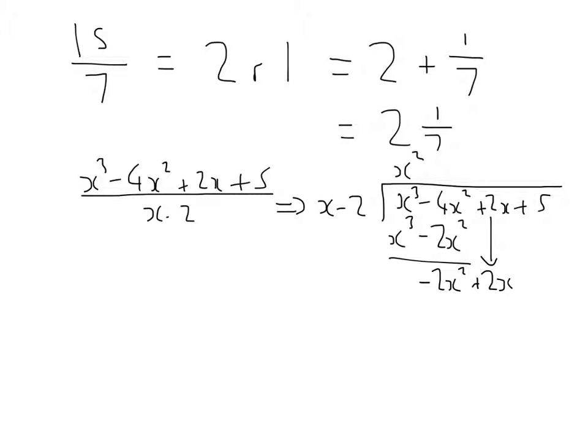Everything we've just done we're now going to do again, but we're going to be dividing x minus 2 into this thing down here. So let's first of all put x into minus 2x squared. And it's going to go minus 2x times. Okay.